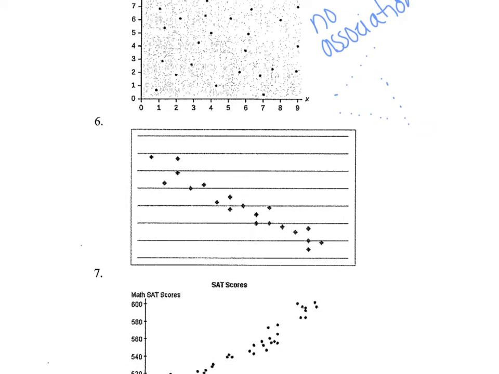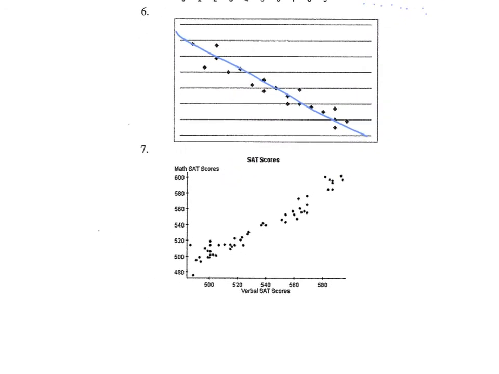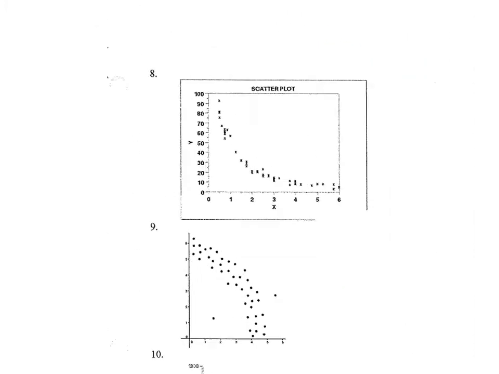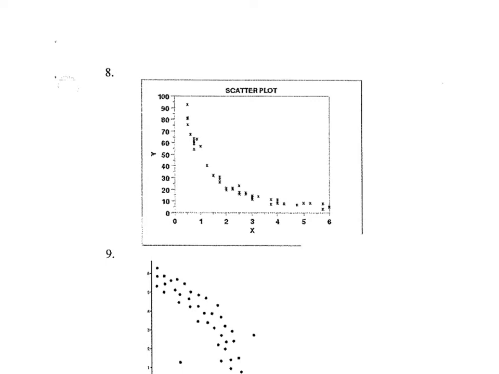Number 6, linear or nonlinear. Number 7. Number 8. And actually, that's not a good way to do it. If I did this, I drew a straight line. The dots do have a trend. They kind of all go downwards, but the line I would have to draw to go through most of the dots is not a straight one.